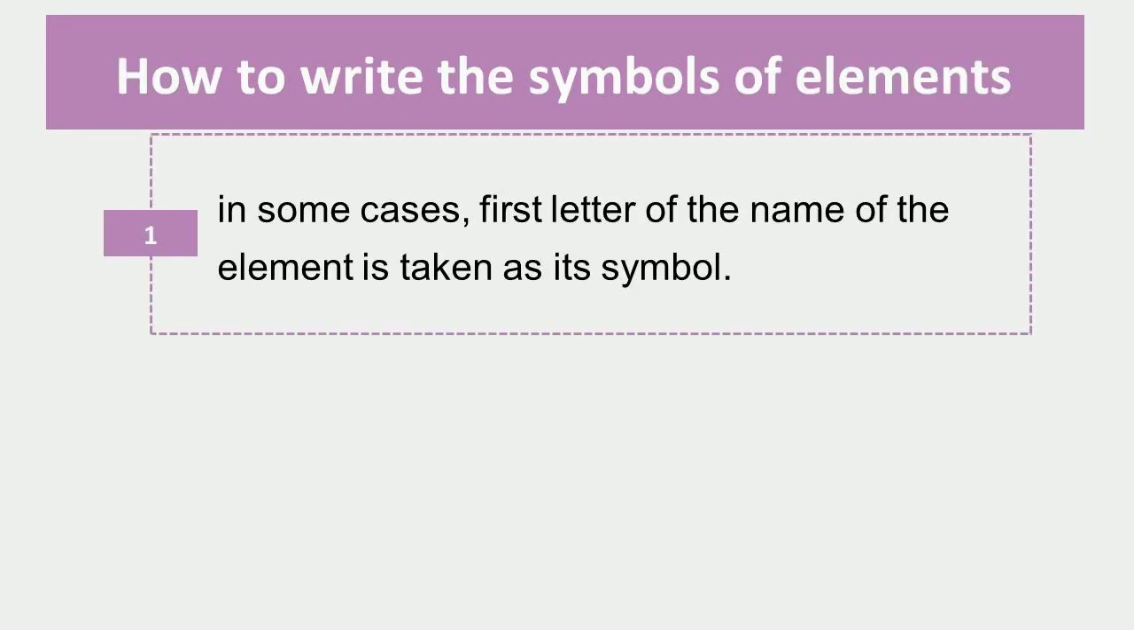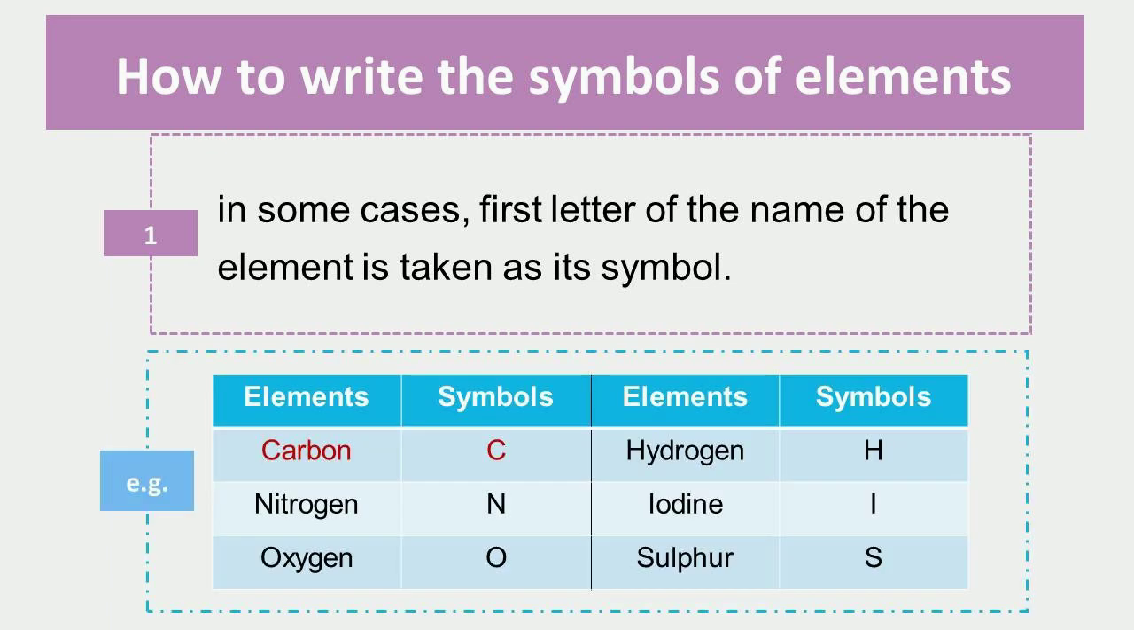In some cases, the first letter of the name of the element is taken as its symbol, and this letter must be capital. For example, carbon's first letter is C and C is the symbol of carbon. Similarly, the first letter of nitrogen is N and the symbol of nitrogen is N. Likewise, the symbols of oxygen, hydrogen, iodine, sulfur, etc. are derived from their first letter.